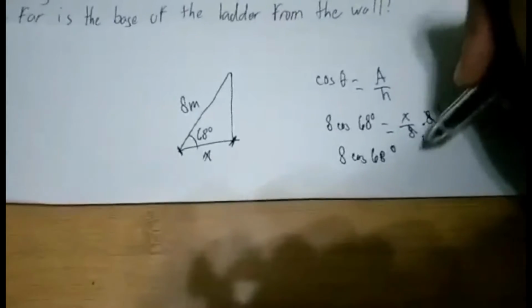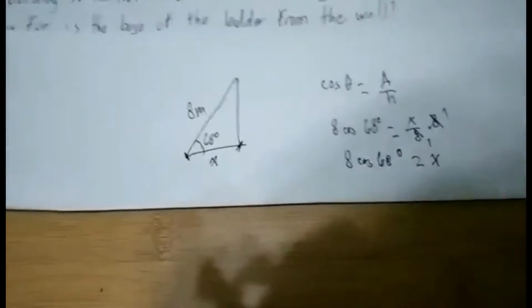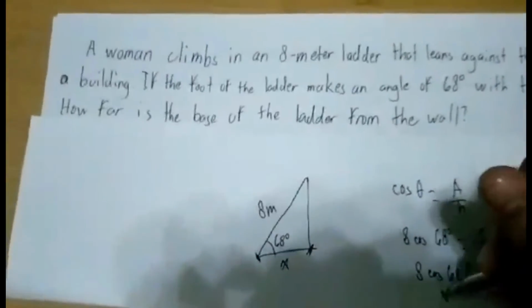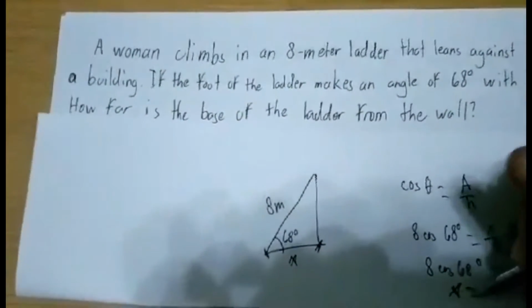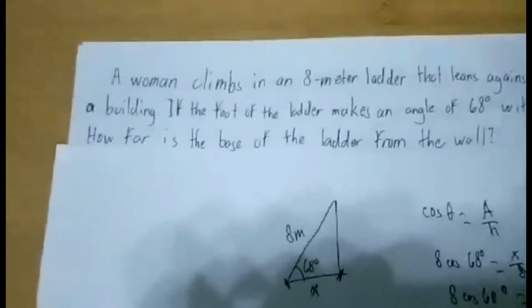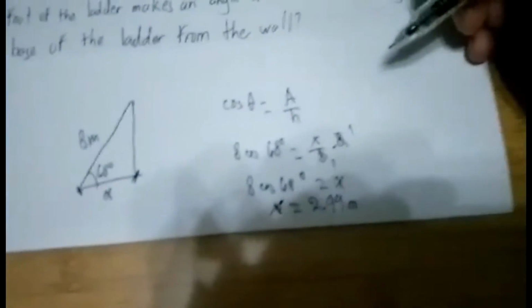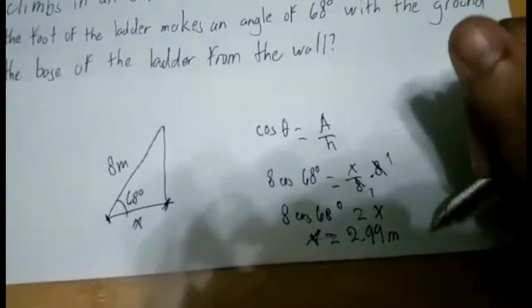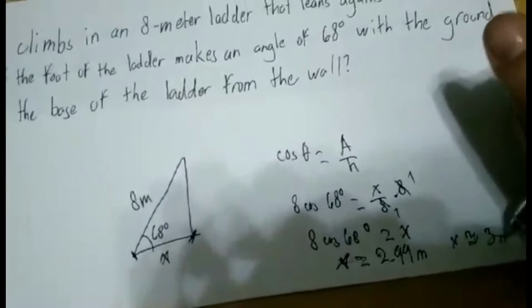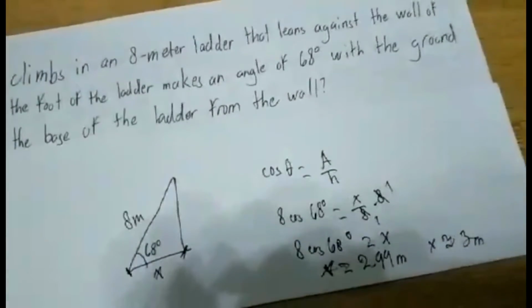So now all we have here is 8 cos 68 equals x. To which, if we grab our calculator, we can now get an answer of x equals 2.99 meters. Now, there's another way we can do this, is that we can also simplify this. So now we can also turn it to x, when simplified, equals 3 meters. So that is the answer.